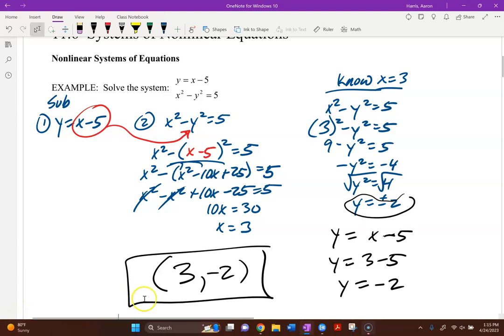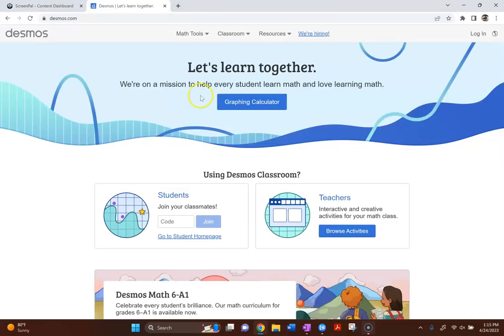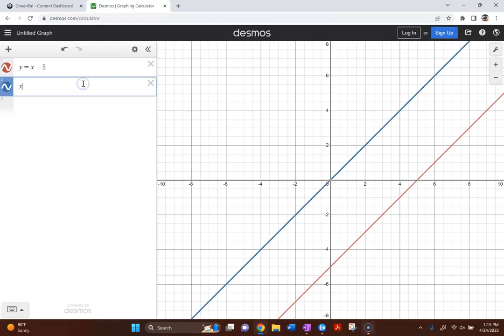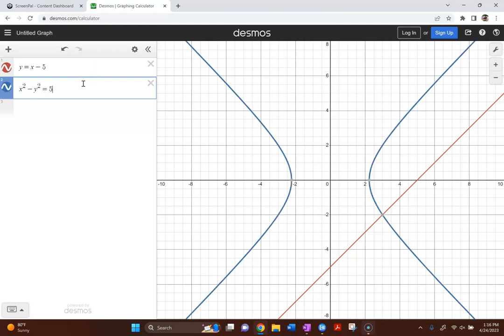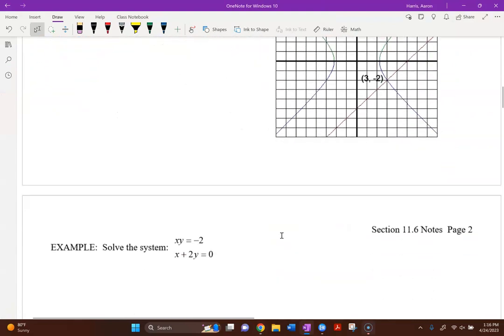In fact, let me show you on Desmos what this looks like. If I plug in y equals x minus 5, there's that line. Now let me plug in the hyperbola. You see how they only cross right there at that point. 3, negative 2 is the only spot where those two cross. Again, I don't expect you to know how to graph that hyperbola because we don't cover that in this course.